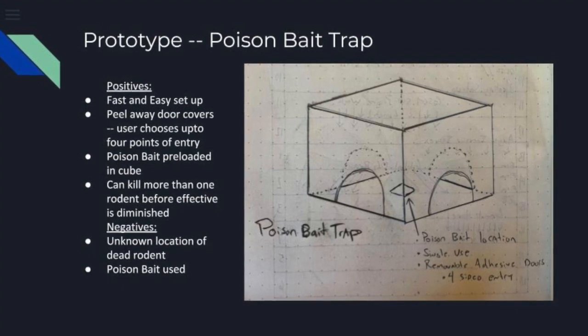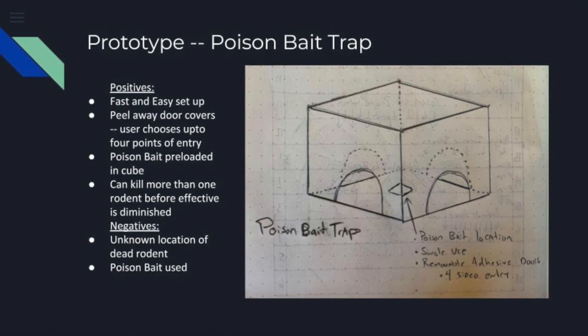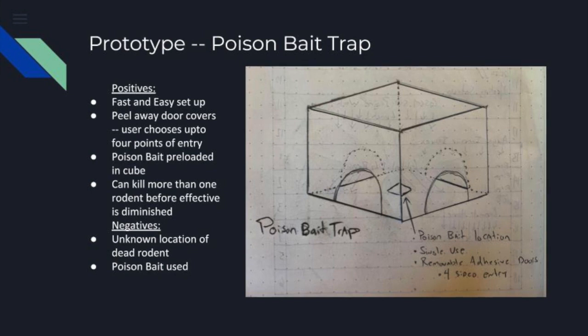The negatives are that there will be an unknown location of the dead rodent, as once it eats the poison, it may leave the enclosure. And also that poison bait is used.